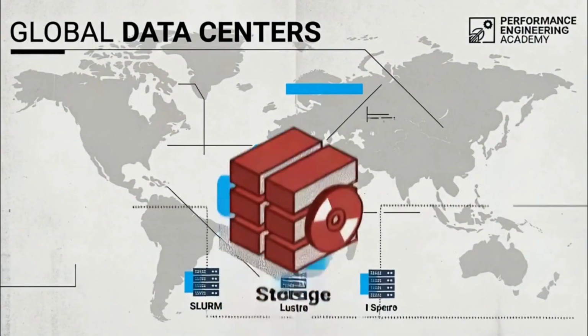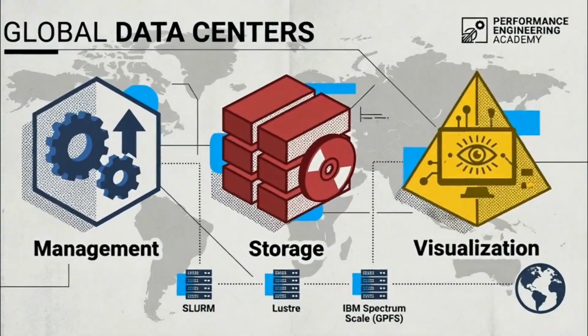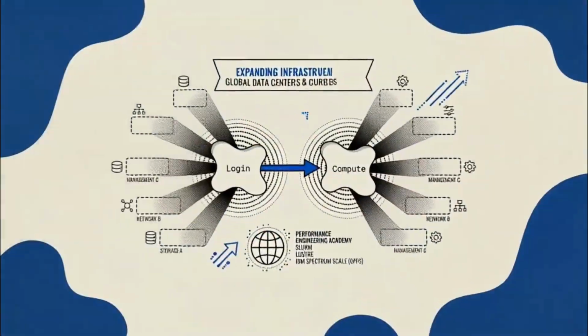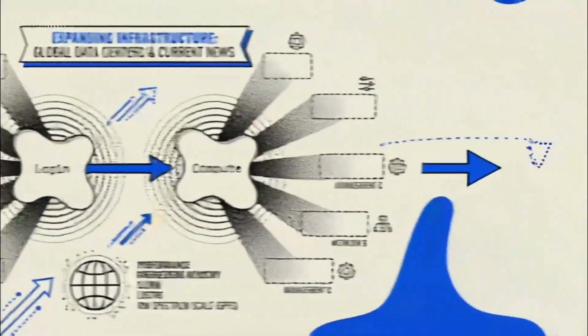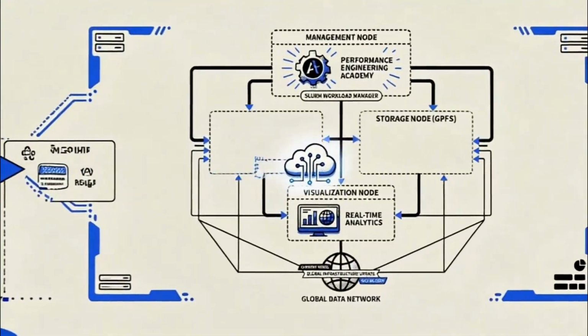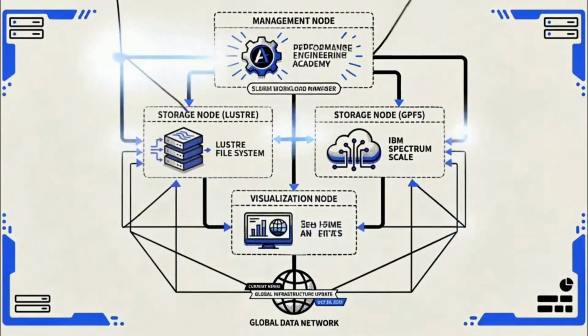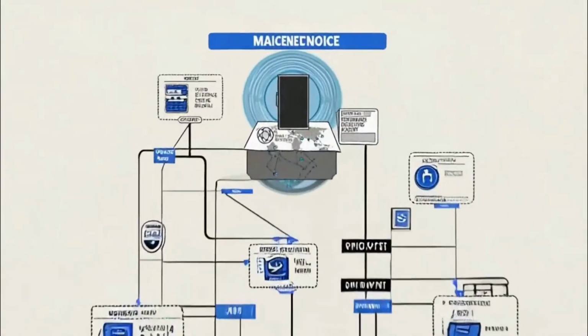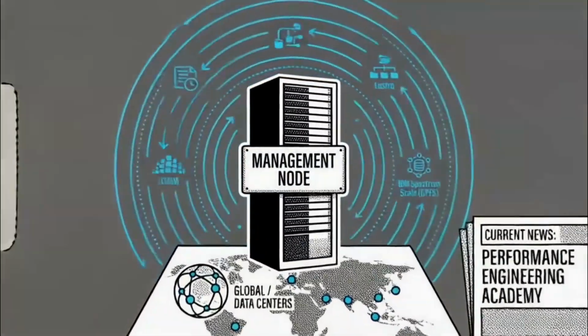Other node types: management, storage, visualization. A production HPC cluster contains more than just login nodes and compute nodes. Understanding the other node types completes the architectural picture. The management node, sometimes called the head node, runs the cluster's administrative services.